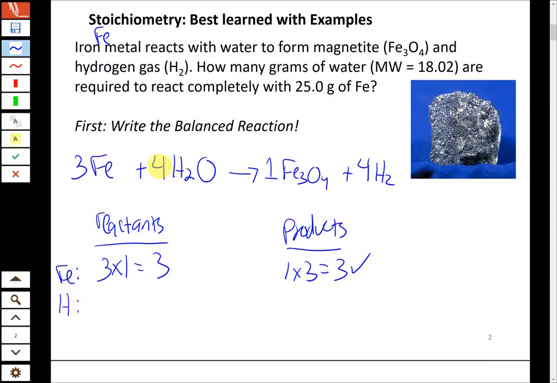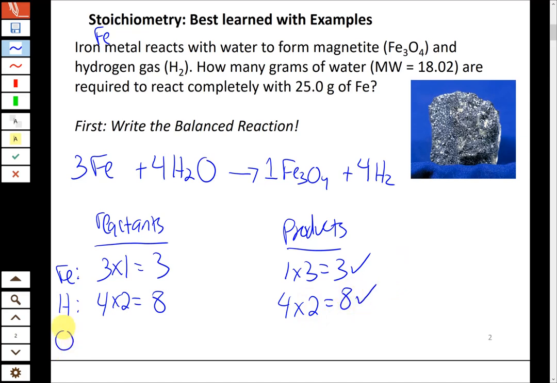Hydrogen is the next one. We have hydrogen here in water, so there's 4 moles of water with a total of 2 hydrogen atoms each, so that's 8 moles of hydrogen. On the product side, we have 4 moles of H2, so again 4 moles, 2 hydrogens per mole, total of 8 moles of hydrogen, so those match up as well.